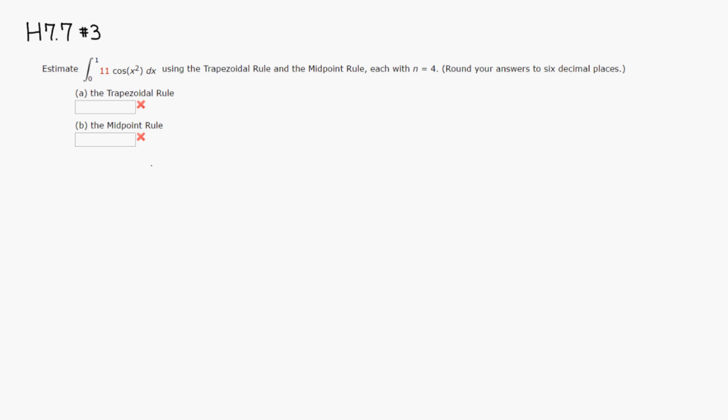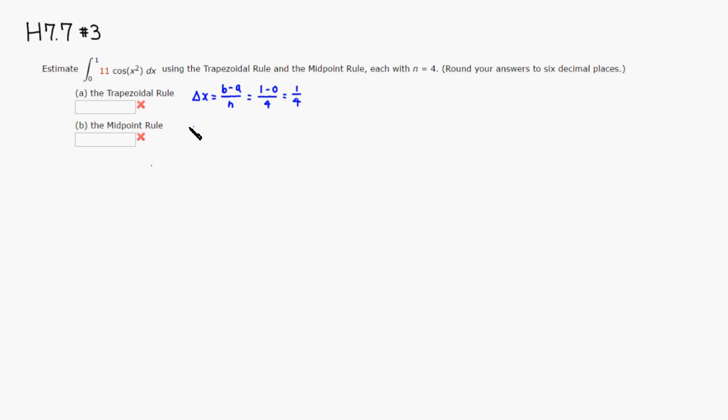Remember that for the trapezoid rule, we need delta x, so let's find delta x first. Delta x is, as always, b minus a over n. B is 1, and a is 0, and n is 4. So 1/4 is delta x.